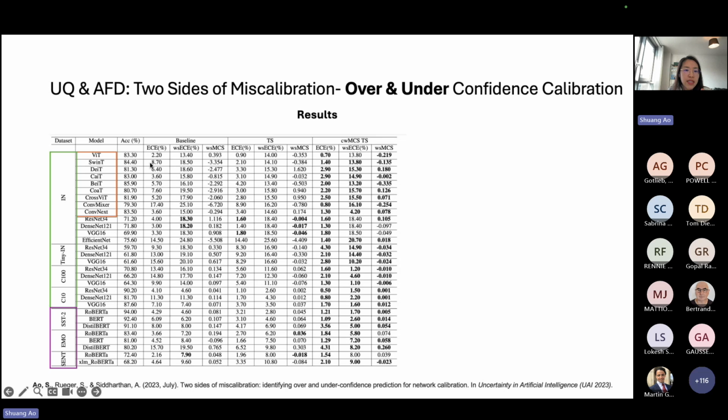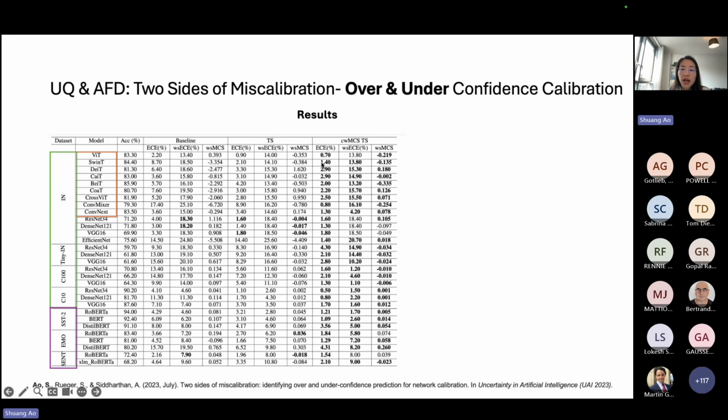You can see that we compare the baseline, the temperature scaling, and our proposed method, evaluated with the ECE, then the weighted subset ECE, which means you calculate ECE over different classes, and then the weighted subset miscalibration score. All of these are the smaller the better, because they show the error. In this way we can see, for example, that with our method the ECE is 0.7, with temperature scaling it is 0.9, and originally it is 2.2.